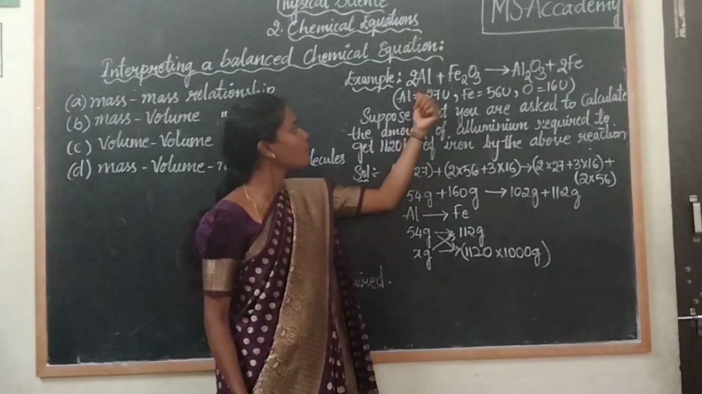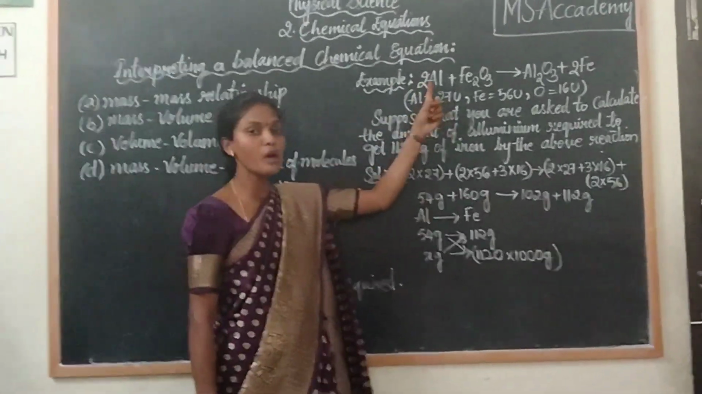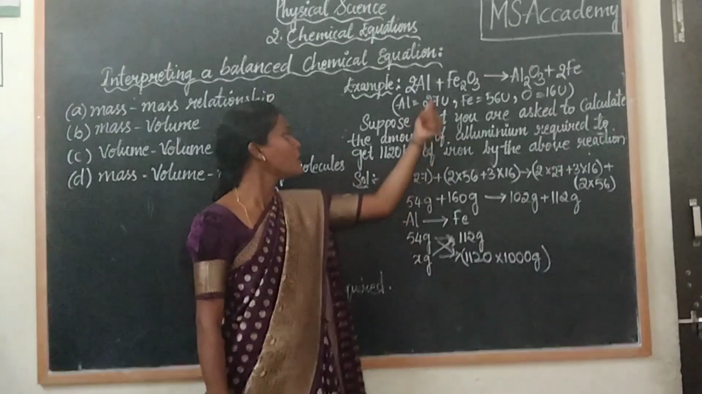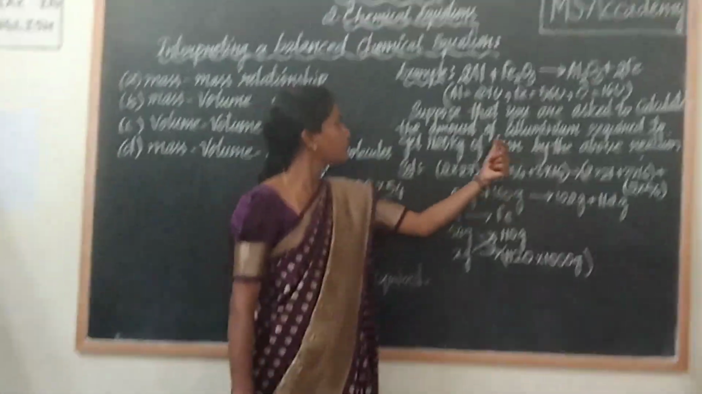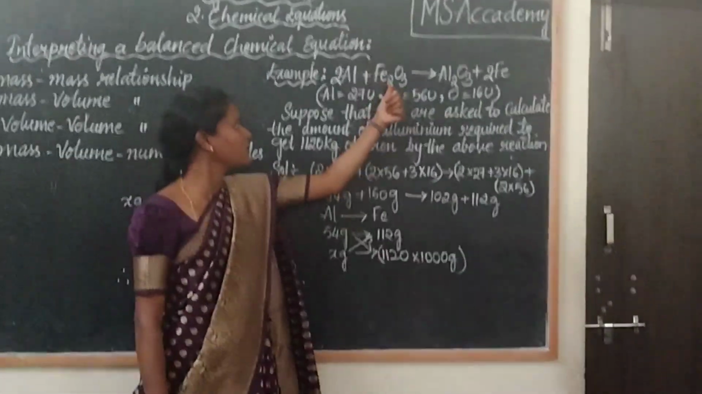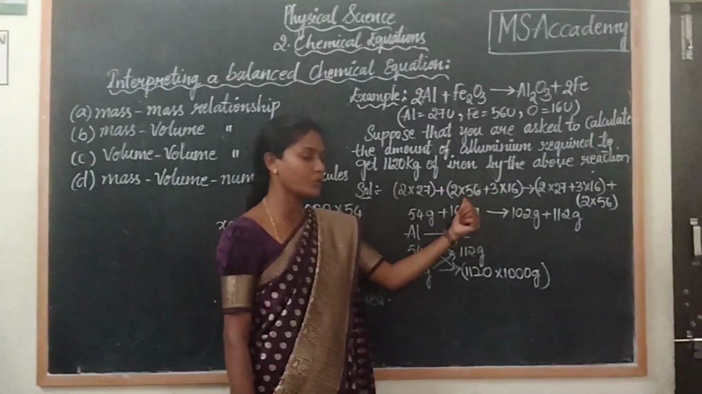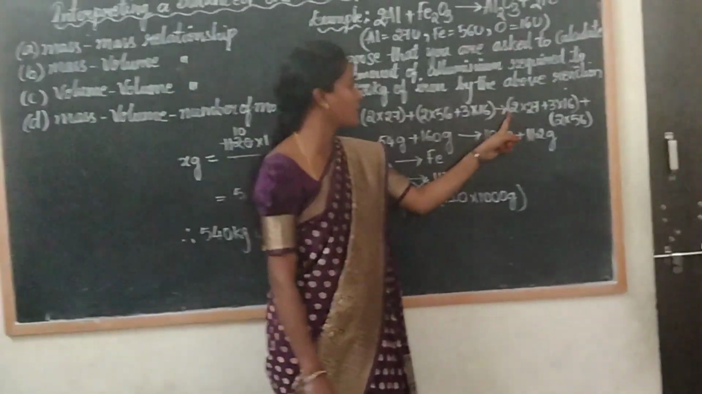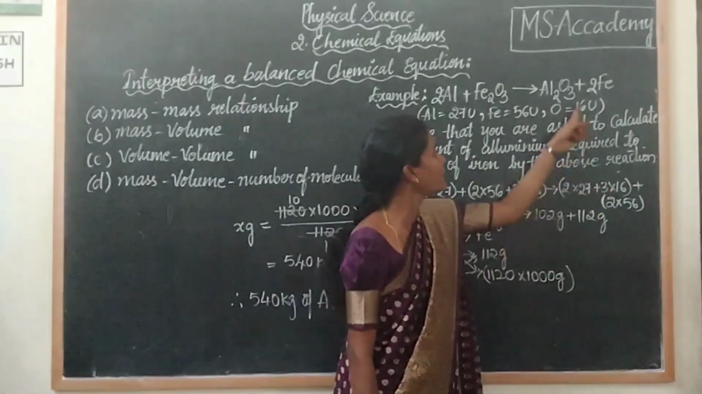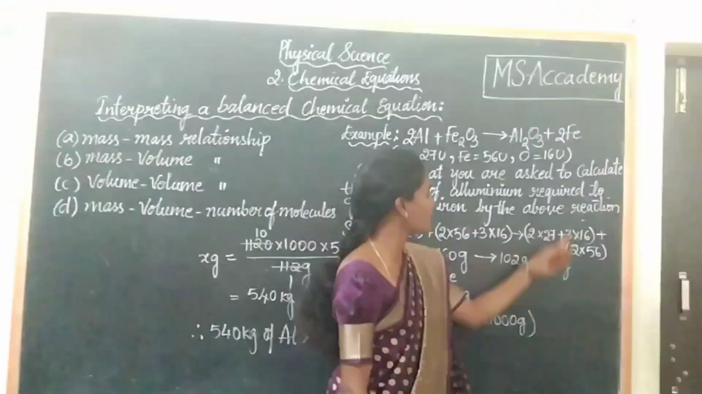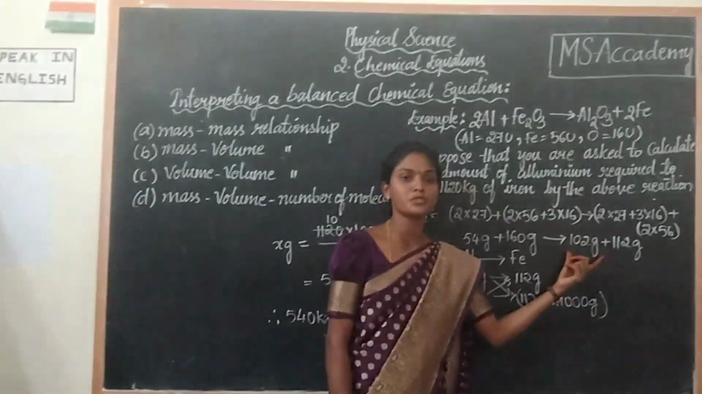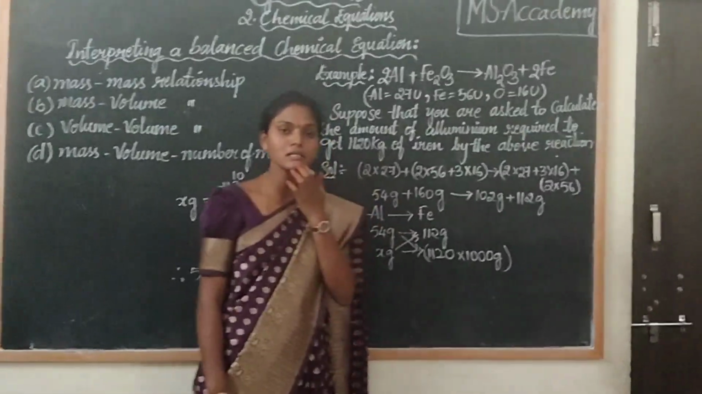See here how we have to substitute: 2 into the atomic mass of aluminium, 27, plus iron oxide. Iron is of 2 types, so 2 into 56, plus oxygen 3 times, 3 into 16. That gives 2 into 27 plus 3 into 16 plus 2 into 56. So here we have substituted the atomic mass units.